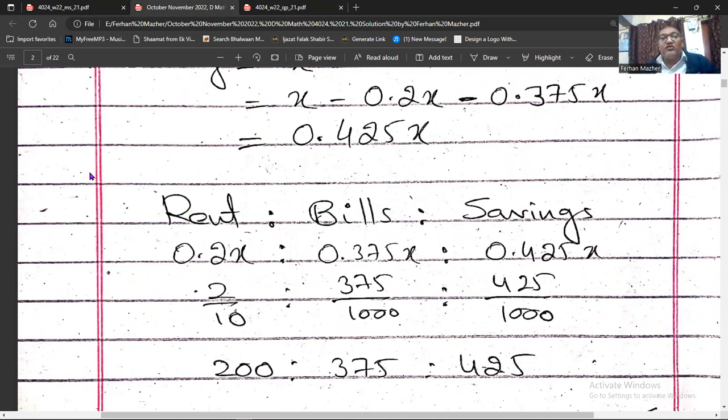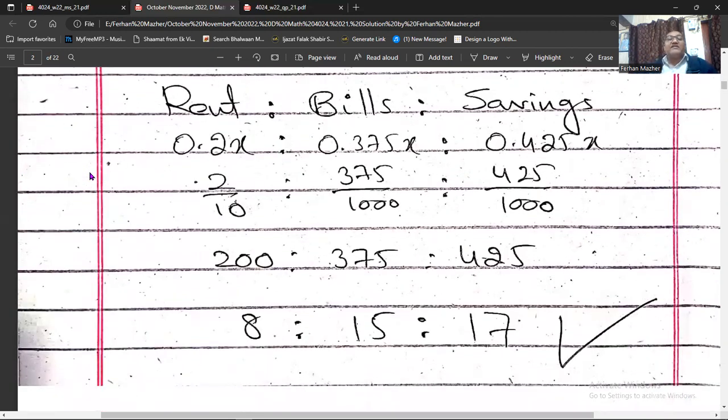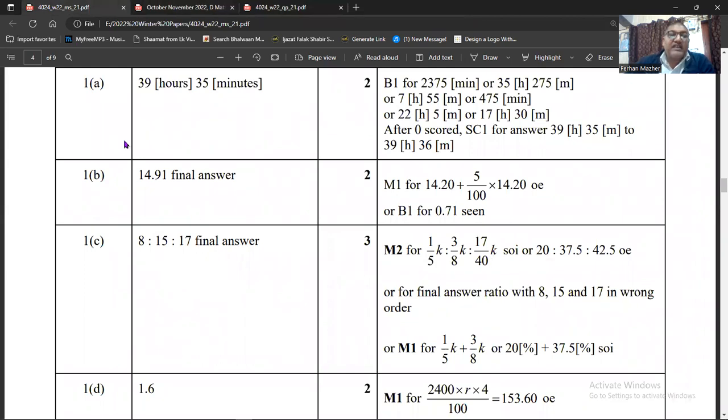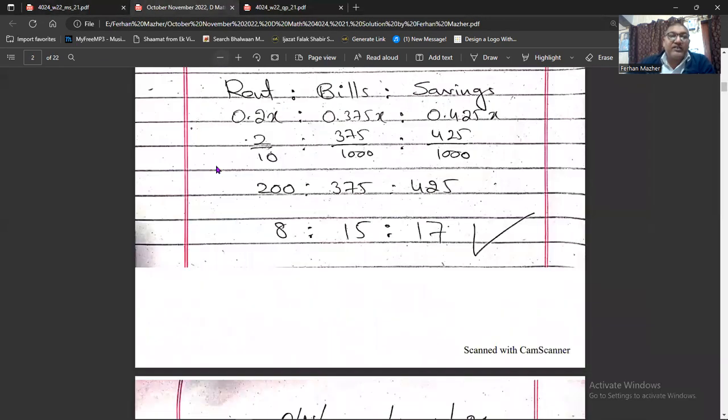So I will remove the decimal, and the x will be cancelled in all of them. Now you are left with 2 by 10, 375 by 1000, and 425 by 1000. So multiply all of them by 1000. You will have 200 : 375 : 425. Now they can be cancelled with the table of 25. 25 8s are 200, 25 15s are 375, and 25 17s are 425. So you will have 8 : 15 : 17. So 8 : 15 : 17 is the right answer, sir. So let me reduce the size so you can see the whole thing.